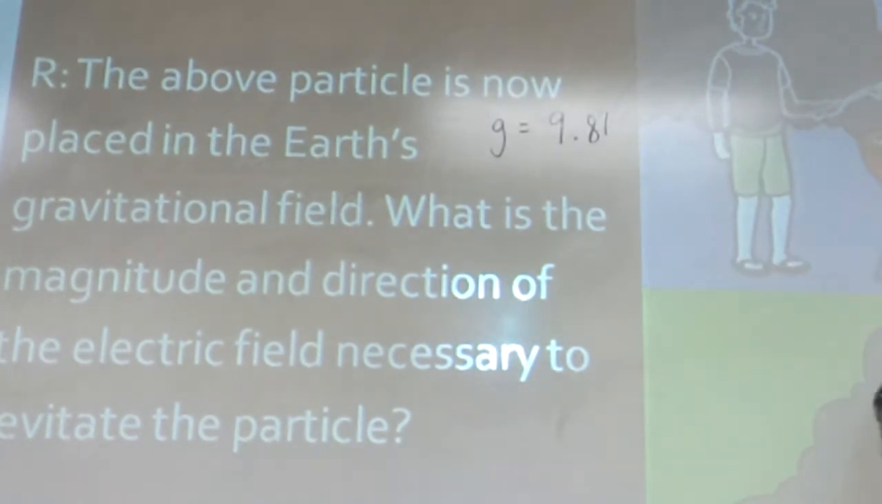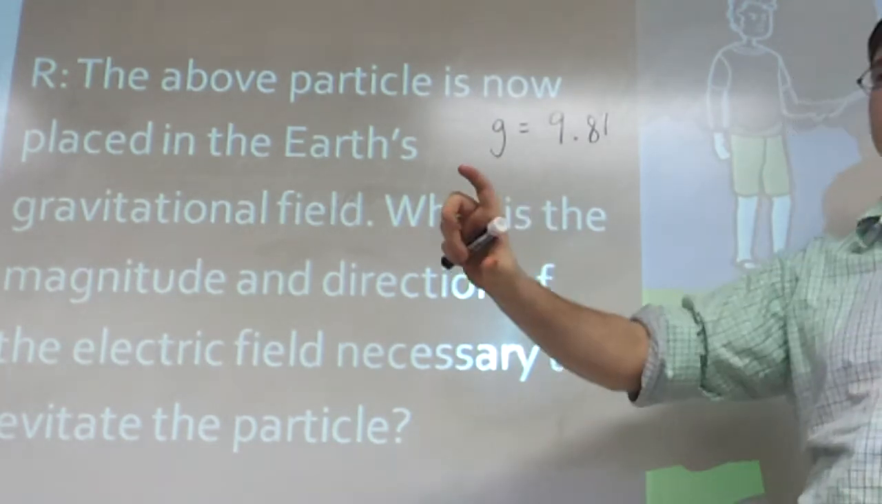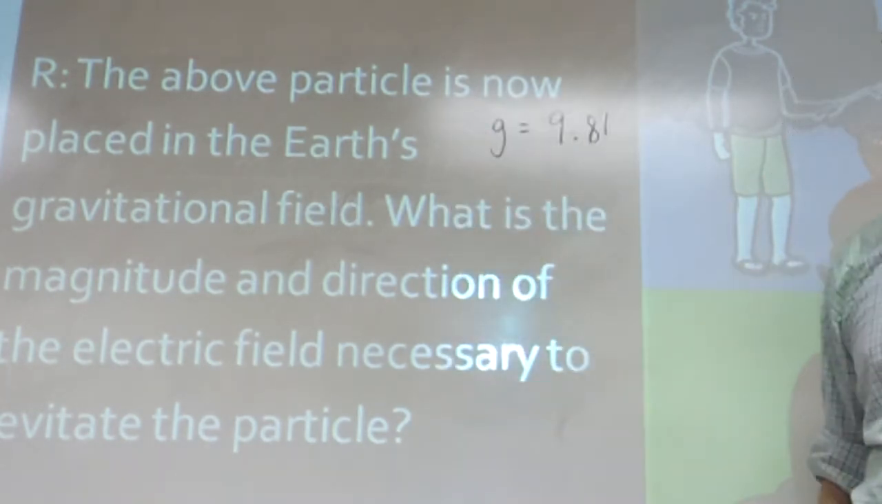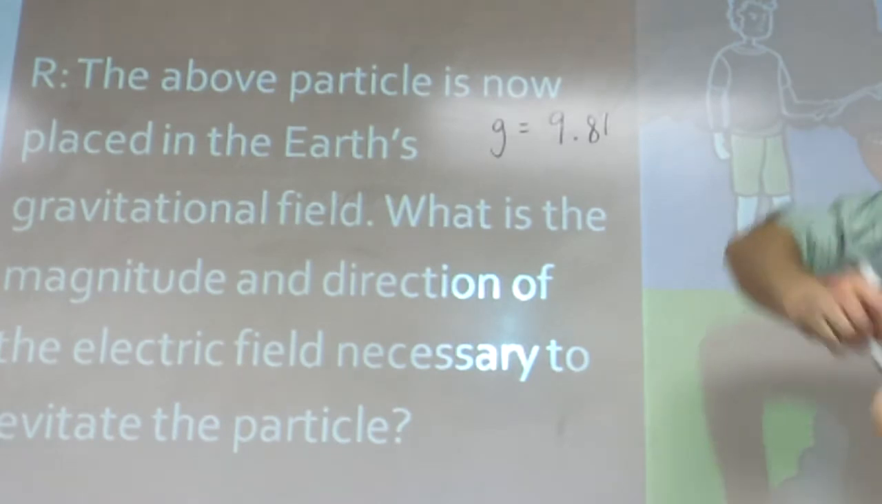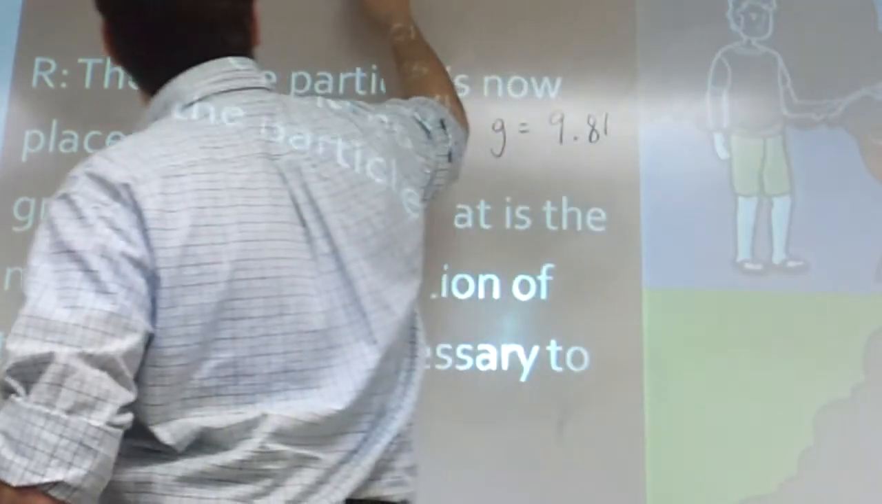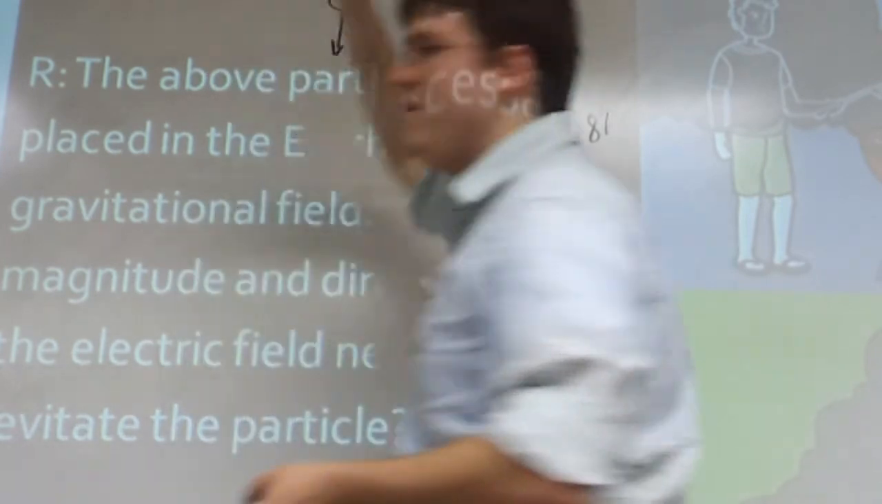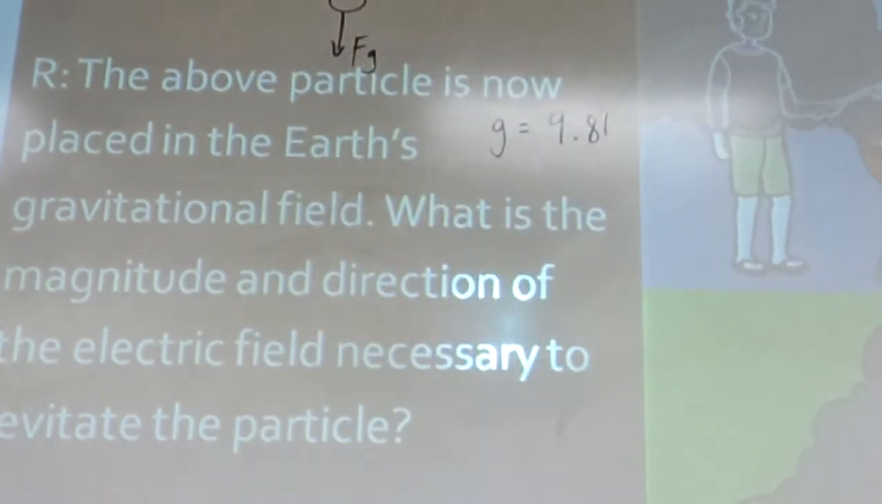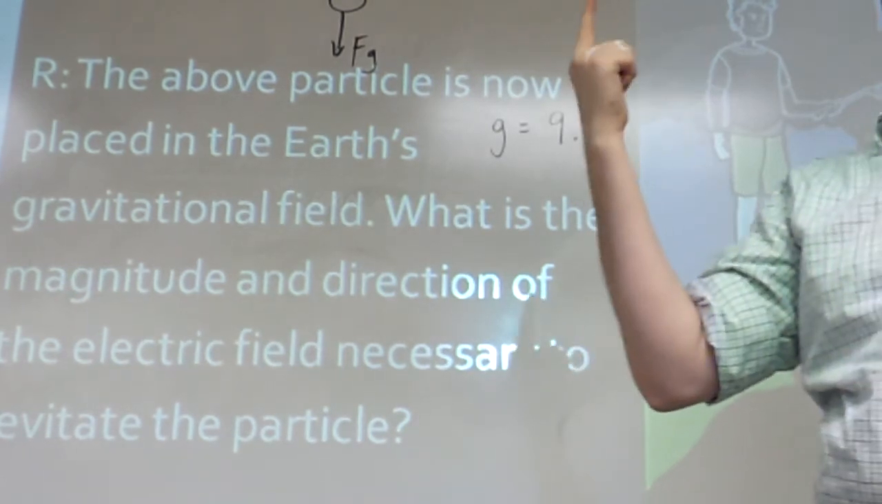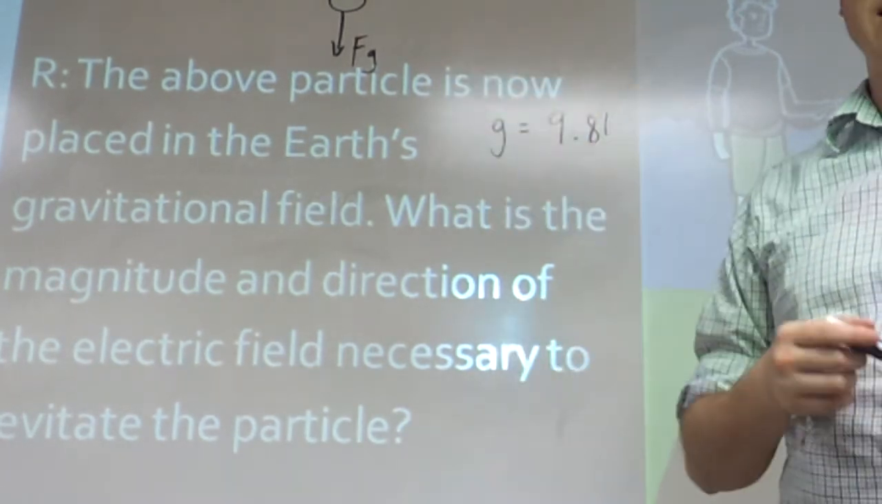To hold it still, I know that, but how would that work? Okay, how does it work? Let's draw a free body diagram real quick. So we have the gravitational force acting down, right? In order to levitate it, what has to happen? We have to have a force going up, which is going to come from the electric force.